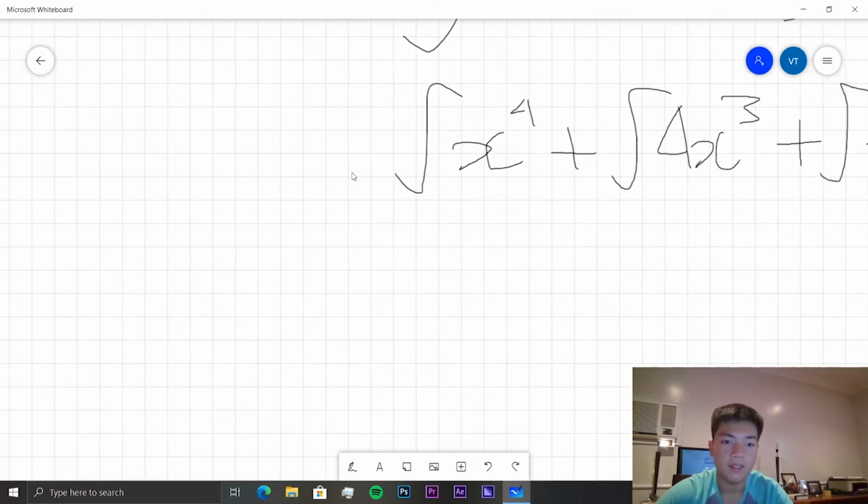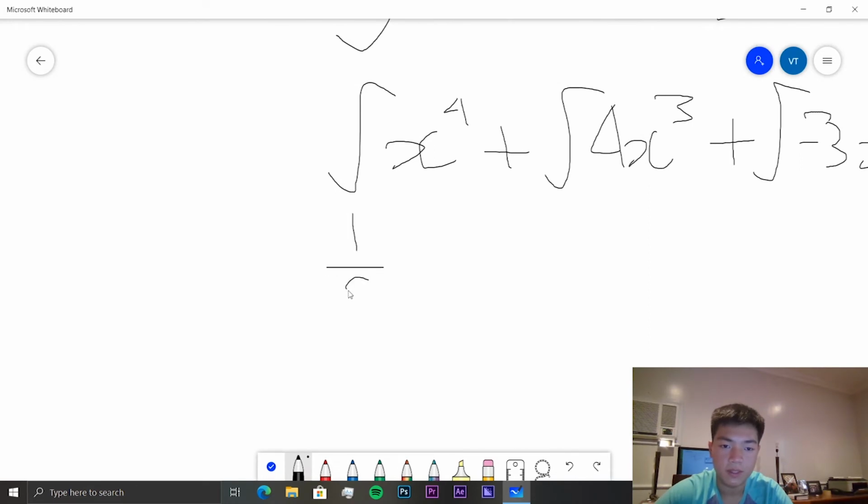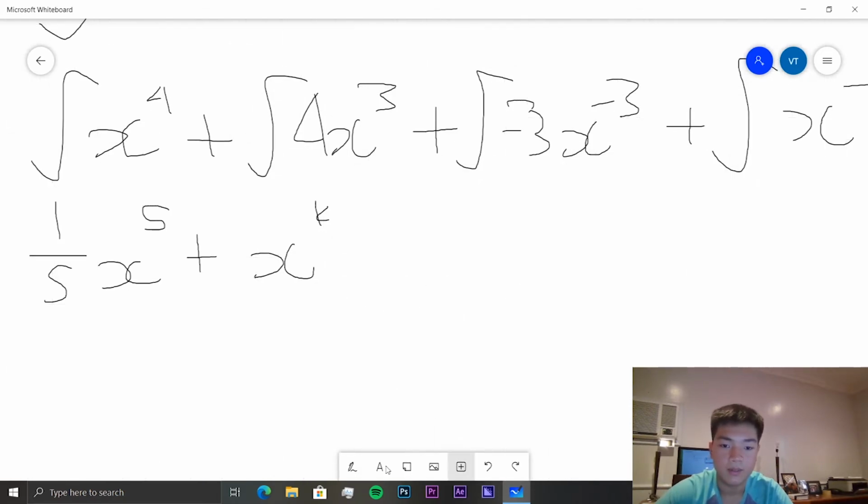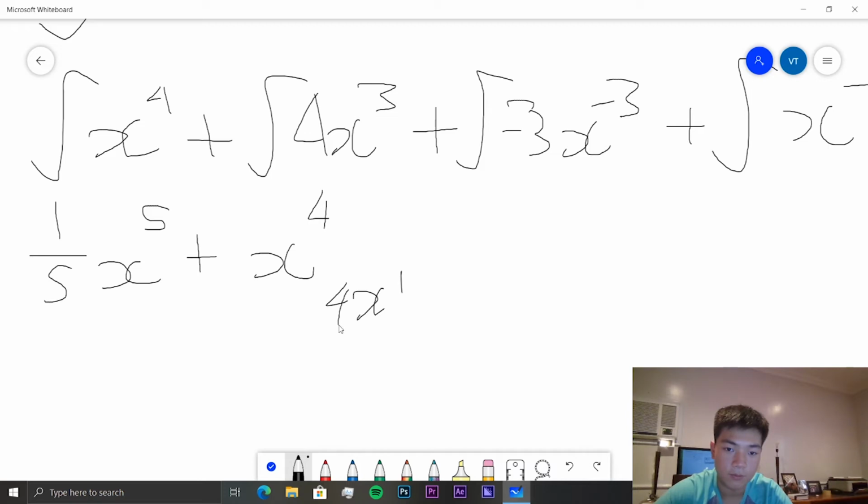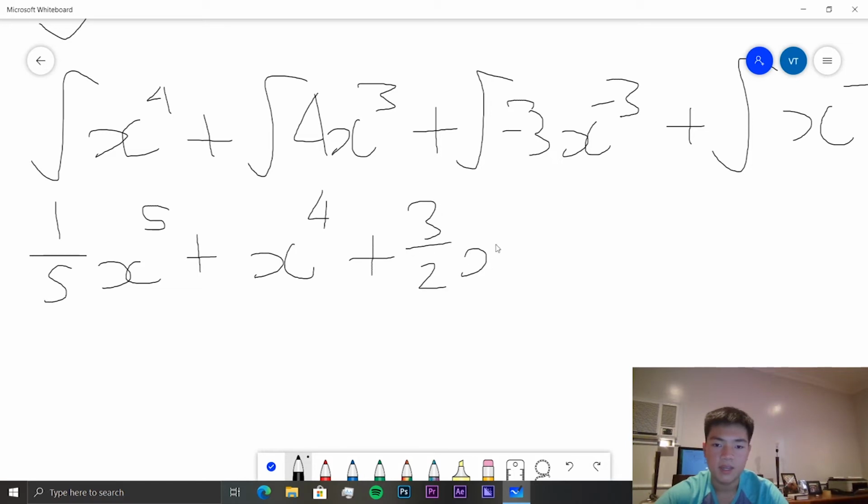If we integrate each of these terms, this is 1/5 x to the 5, plus x to the 4. I'm just doing this by sight, but you can see that if we integrate 4x to the 3, this will be equal to 4x to the 4 over 4, so it's simply x to the 4. Then minus 3x to the negative 3, so this would be plus 3 over 2 x to the negative 2.